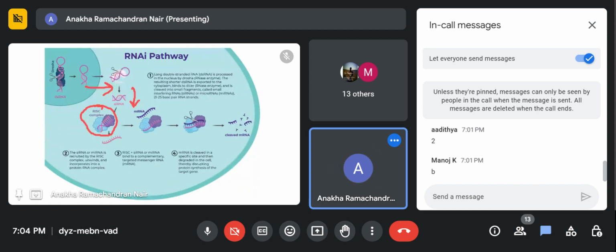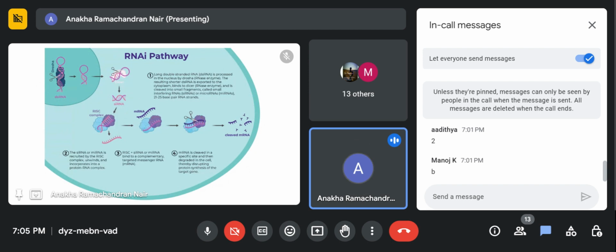So the RISC with the siRNA or miRNA binds to the complementary part of the mRNA, that is the messenger RNA. And once this binding happens, this mRNA will be broken down into fragments and the protein cannot be formed. Since the mRNA itself is being cut down, the resultant protein will not be formed. So you are targeting the suppression of the expression of a particular gene in that case. So the answer in that case was in fact RNA interference.